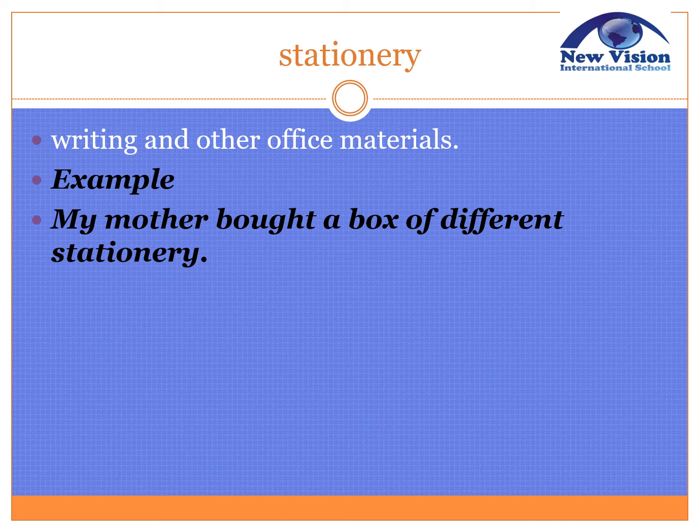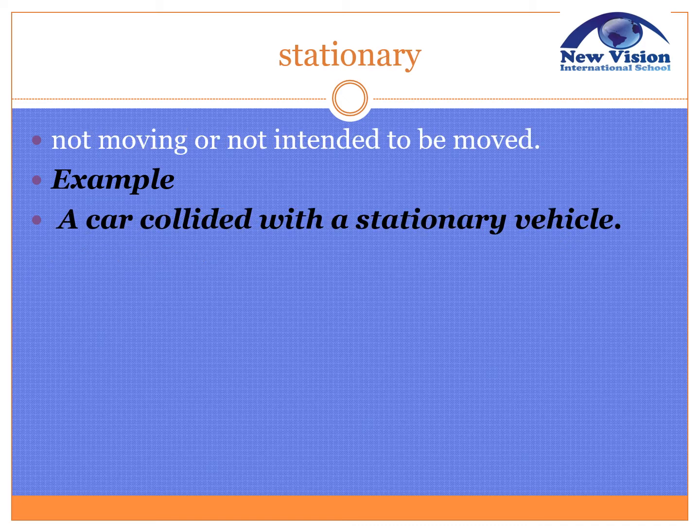Stationery is our next word. It refers to writing and other office materials. Example: my mother bought a box of different stationery. That's stationery. Next word we have is stationary. It means not moving or not intended to move. A car collided with a stationary vehicle. That's stationary.